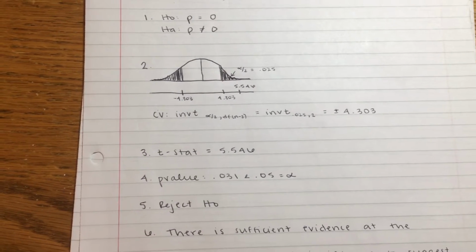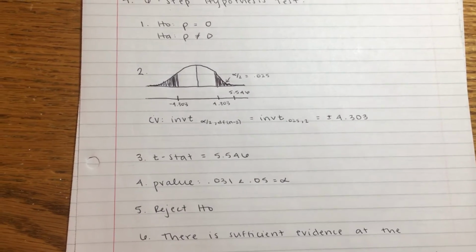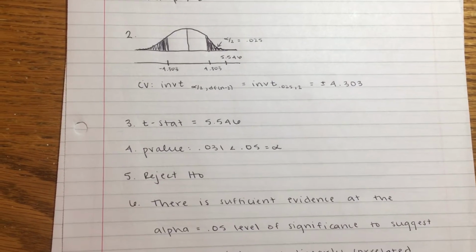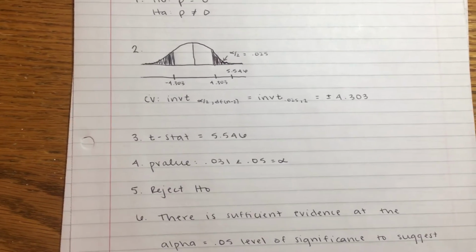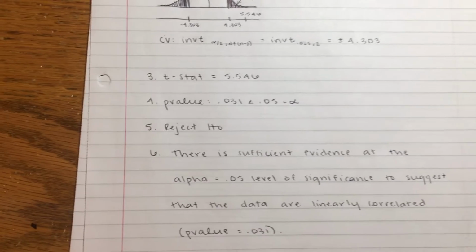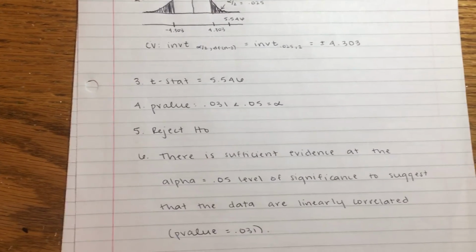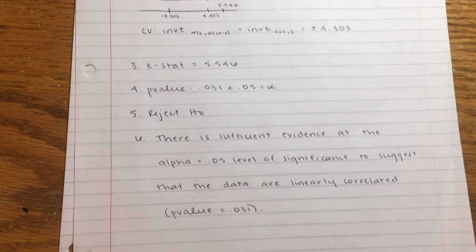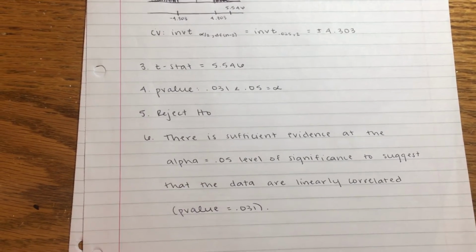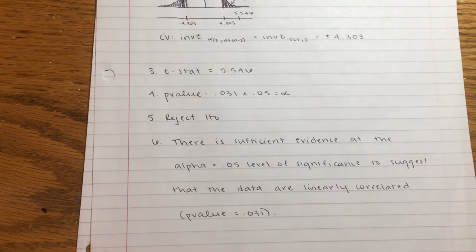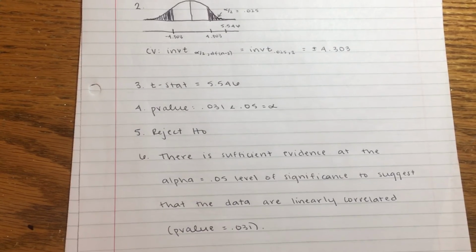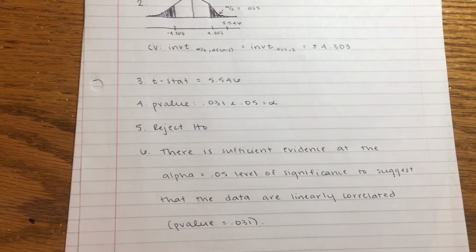Number 4 is to also identify the p-value that was given to you in the lin-reg t-test. For our purposes, this was 0.031, which is less than our alpha of 0.05. Number 5, after doing this test, we can see that we reject H0. And number 6, the conclusion should state that there is sufficient evidence at the alpha equals 0.05 level of significance to suggest that the data are linearly correlated with a p-value of 0.031.